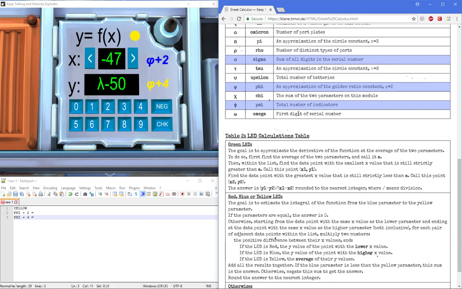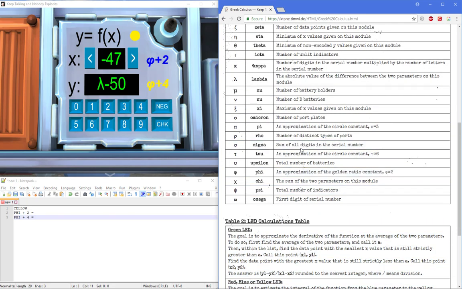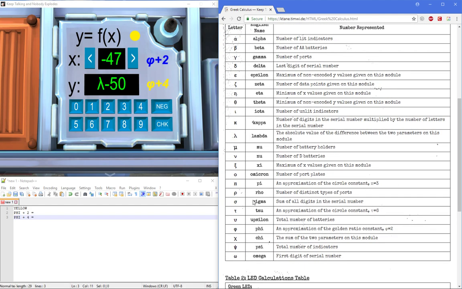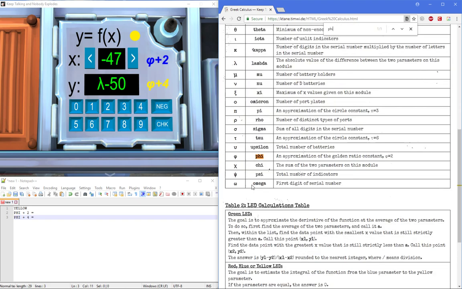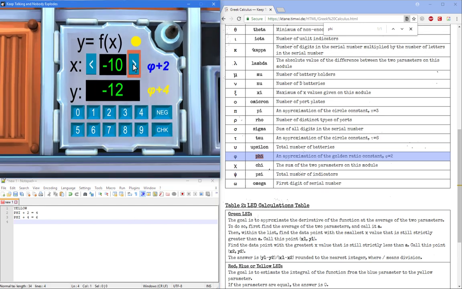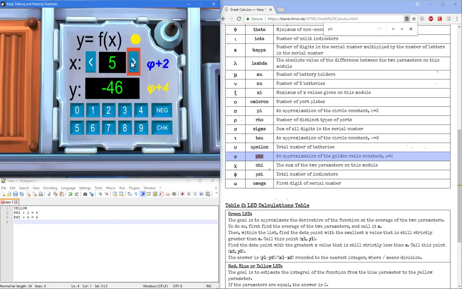So then after that, expert will look up phi. Just right here. So, which is an approximation of the golden ratio, which is 2. So 2 plus 2 is 4, and 2 plus 4 is 6. So then the expert tells, okay, start from 4 and end at 6. Okay.